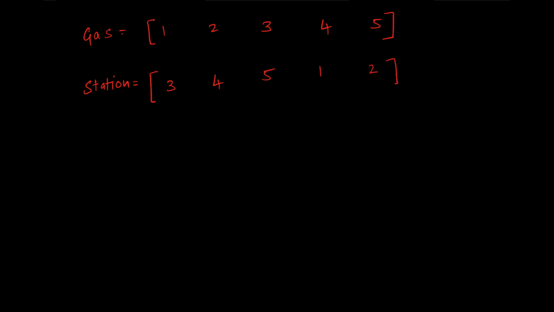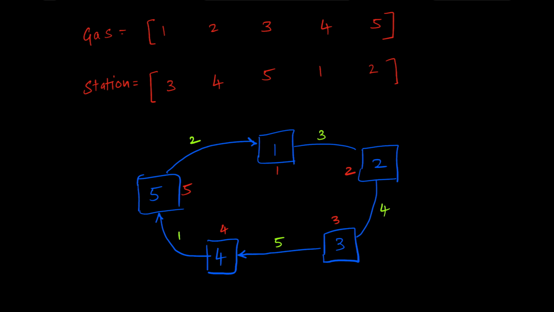Let's begin with plotting all of the gas stations and the distances on a circuit. The values in blue are the index of the corresponding element. Values in red represent the amount of gas available and the values in green represent the amount of gas needed to reach the next destination.